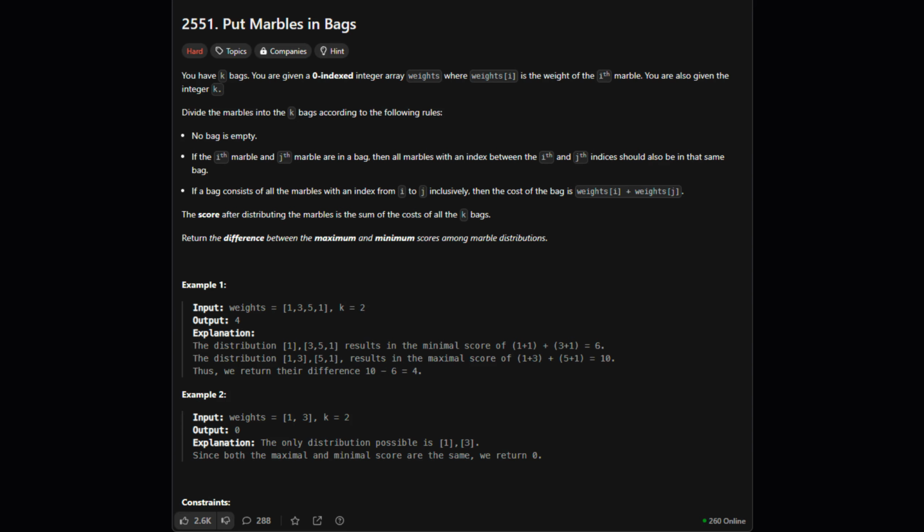Finally, I tackled Put Marbles in Bags. This one was a bit trickier to wrap my head around initially. You're given marble weights and need to divide them into k bags according to specific rules. A key rule is that if marbles i and j are in a bag, all marbles between them must also be in that bag. The cost of a bag is the weight of the first plus the weight of the last marble in it. We need the difference between the maximum possible total score and the minimum possible total score across all valid distributions into k bags.